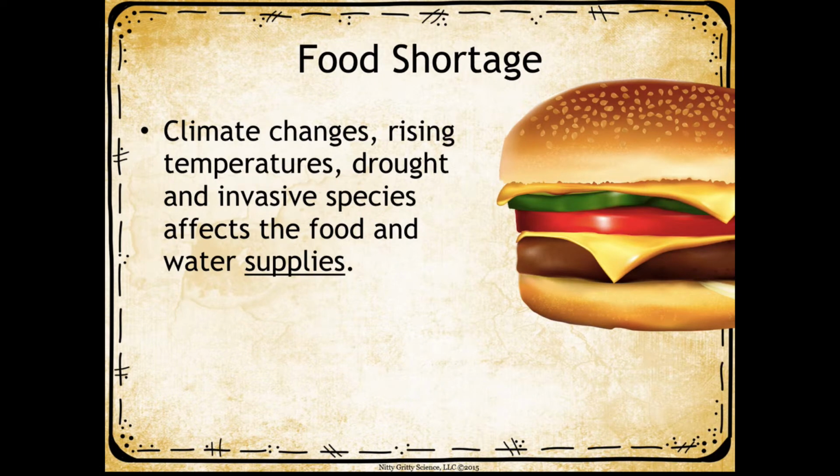All of this combined can add to the food shortage. So as climate changes, the rising temperatures, droughts, and invasive species are going to affect the food supplies, not just for animals, but also for us. So the food and water supplies are going to be in short supply.